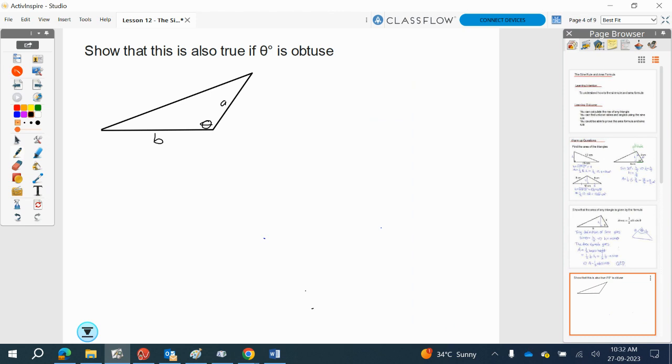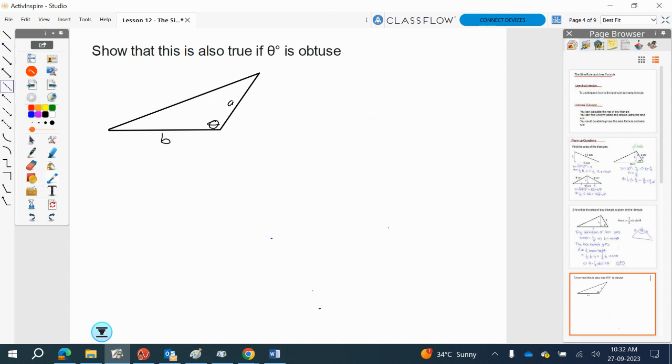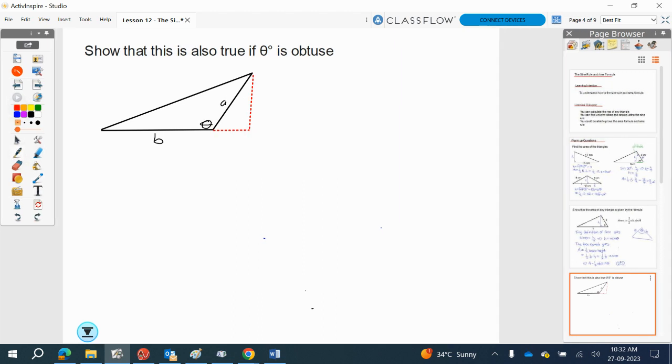Let's have a look at our proof. So we've got our triangle drawn. We need to have the height of this triangle. So the height of this triangle is there. That's the height of the triangle. So we can extend B to meet that, and we can create a right angle triangle like this. So we now have a right angle here.